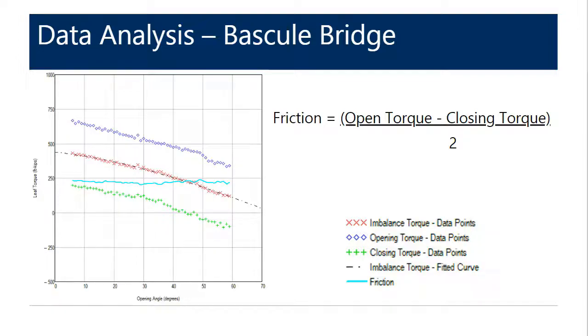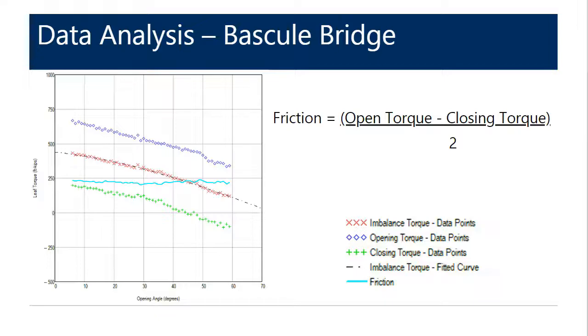In addition to the imbalance curve, system friction is calculated using the equation shown and plotted here as the light blue line on this balance analysis graph. Note that the friction plot is reasonably flat, indicating that the friction value throughout operation was consistent.